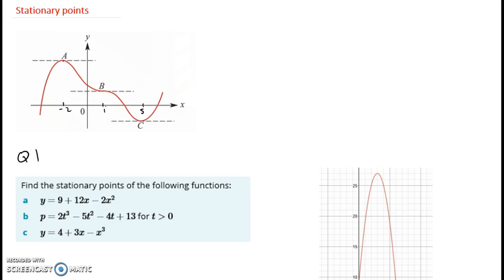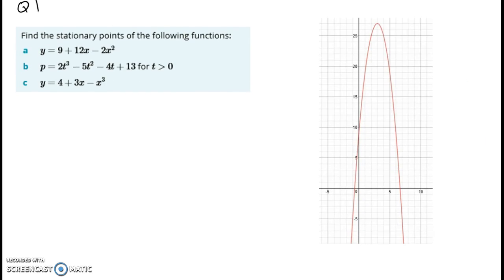And the way we go about solving the gradient of the tangent is by finding the derivative. So we're solving for stationary points the derivative dy/dx equal to 0. Let's jump straight into a question. Find the stationary points of the following functions.